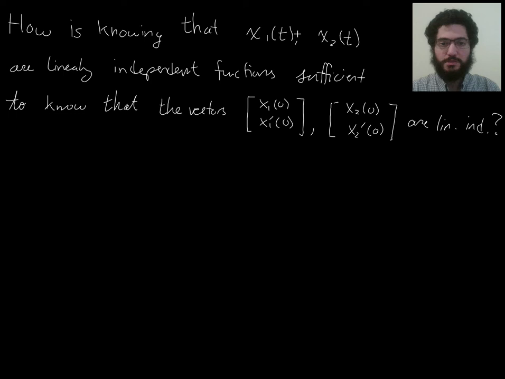how is knowing that x1 and x2 as functions are linearly independent functions, how is that sufficient for knowing that these vectors are linearly independent? So remember in the previous lecture we talked about needing these vectors, these columns of a certain matrix, to be linearly independent, and I sort of just skipped over to talking about whether these functions are linearly independent, and I failed to mention why that's even related to whether these two vectors are linearly independent.